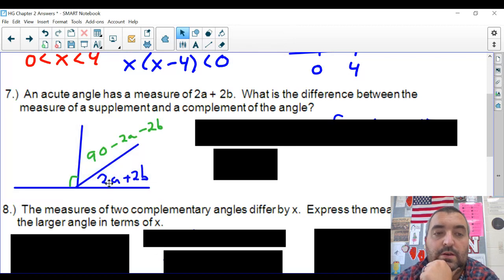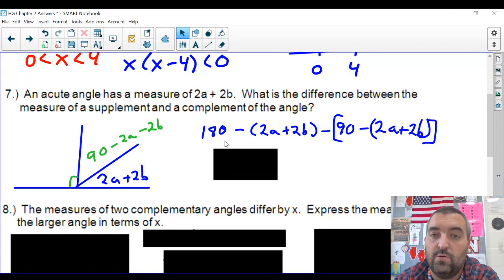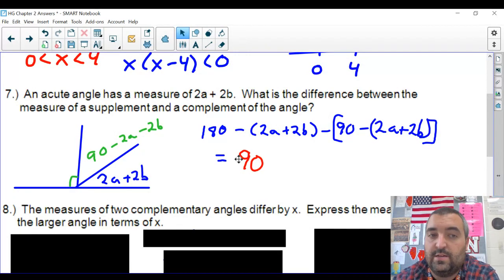So just to kind of draw this out, we have 2a plus 2b. This would be 90 minus 2a minus 2b because you would distribute out the negative. And then obviously we have a right angle left over from the complement. So we can just go right into saying 180 minus (2a plus 2b) minus this guy right here, which I hadn't distributed out the negative. But when you do that, the difference would be 90.